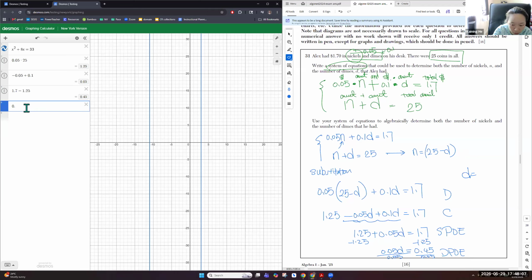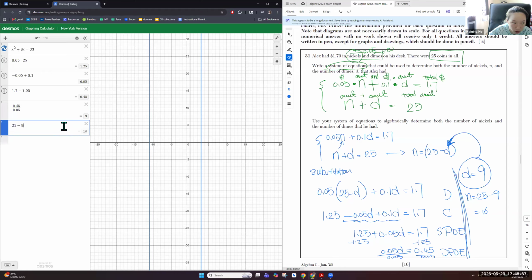So 0.45 divided by 0.05. You have 9. So dimes, you have 9 of them. As we mentioned on Tuesday, every single time when you see a substitution, you grab this and plug it into the first equation that you just finished calculating. So that means I'm going to have N equals 25 minus 9. Simple, which is going to be 16. Double check my math. Regardless how simple it is, always check your answer.